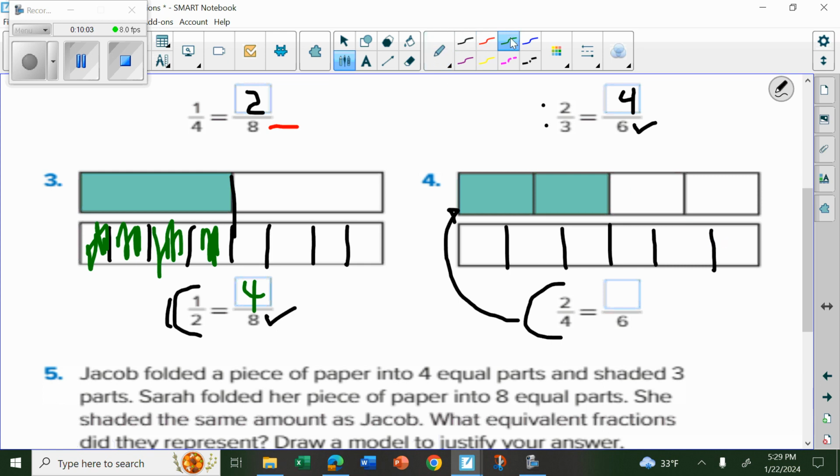And I'm going to color the same amount of that rectangle that I did for this one. It's 1, 2, 3. So how many? It was 1, 2, 3. 3 out of the 6. These are equivalent fractions.